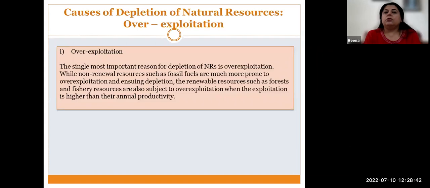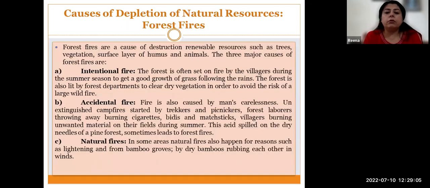So there is an urgent need for ensuring that these causes of depletion of natural resources are attended to. Over exploitation has to be addressed at every level. For example, non-renewable resources should be used to a minimum, and there is already a major thrust going on, and people are also adopting renewable technologies. Then there is another reason for natural resource depletion, which is forest fire. It is one of the major reasons for destruction of renewable resources like trees, vegetation, the surface layer of humus, and animals. These fires can be caused by intentional reasons, they can be accidental, or they can be natural fires. So there are different kinds of forest fires. But when we look at the global forest reserve, this is a major concern. Every year there is depletion of natural resources due to forest fires.